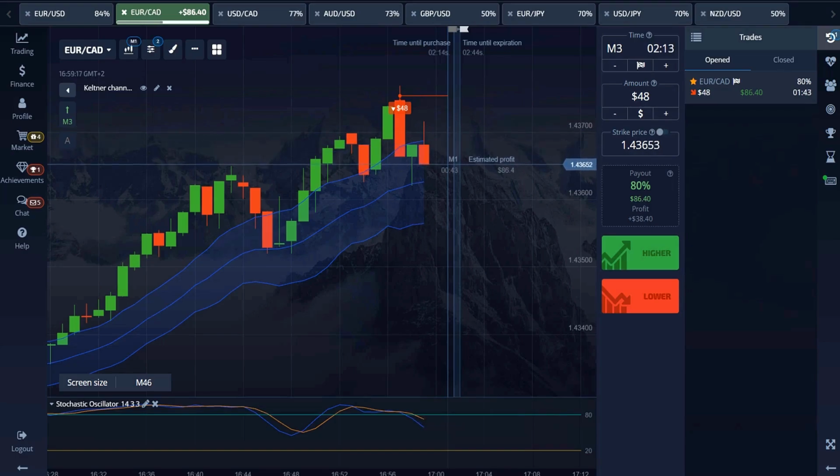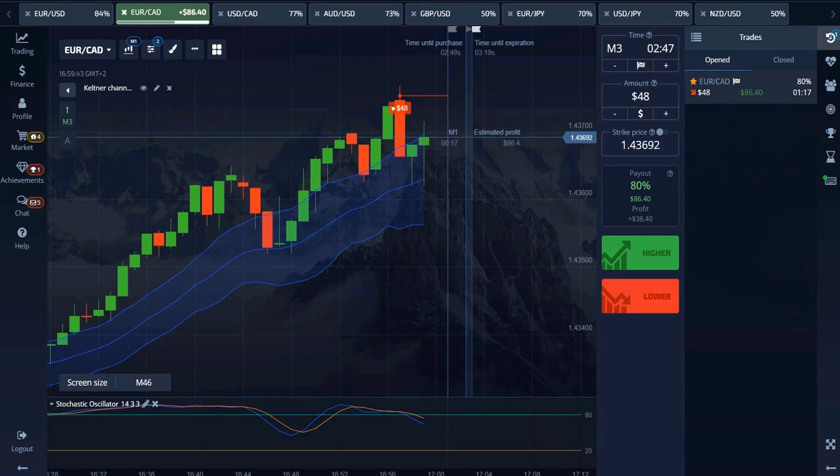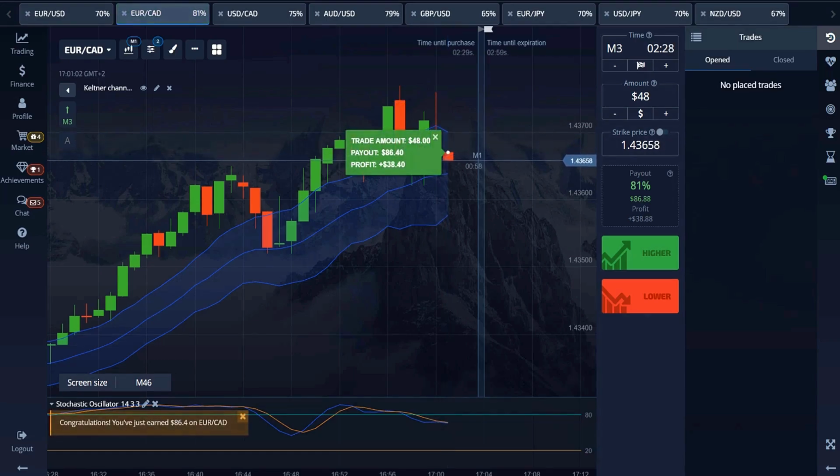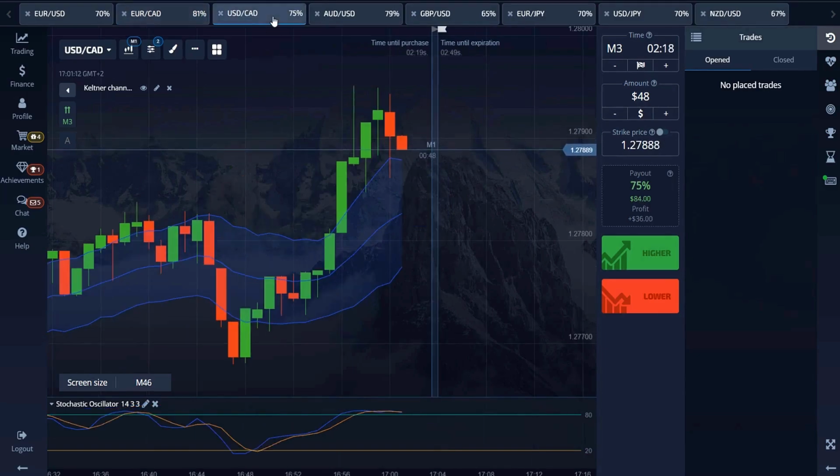While we wait for the outcome, here's a quick tip. The more disciplined you are with following the exact entry rules, the better your results will be in the long run. Avoid emotional trading and always trust your system. And look at that! The trade closed in profit. That's how powerful this simple two-indicator strategy can be when used correctly.